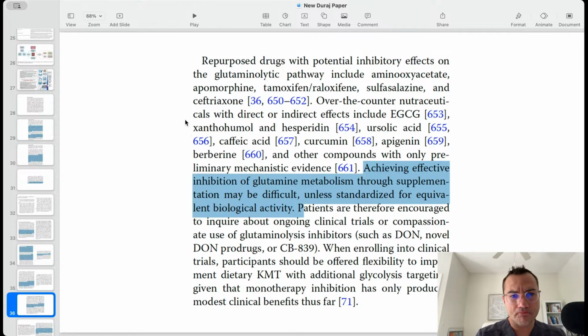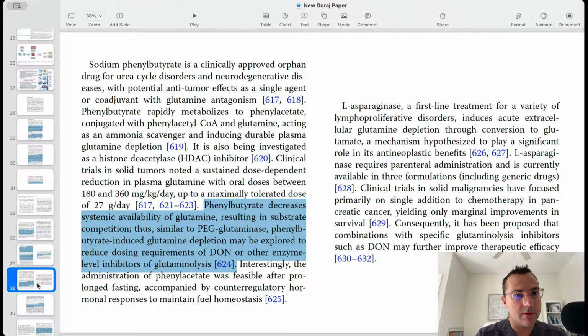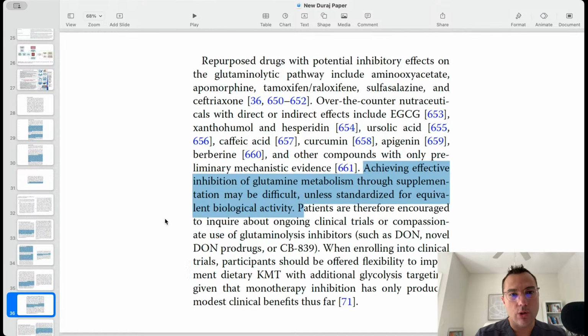And I do believe that even if you were to use DON or sodium phenylbutyrate, I think it would be useful to add these kind of things in, because for example, curcumin blocks glutaminase. It also blocks SLC1A5. It blocks SLC7A11. It blocks several compounds. Ursolic acid blocks SLC7A11. I believe it also blocks... I don't remember exactly where it blocks, other than SLC7A11.